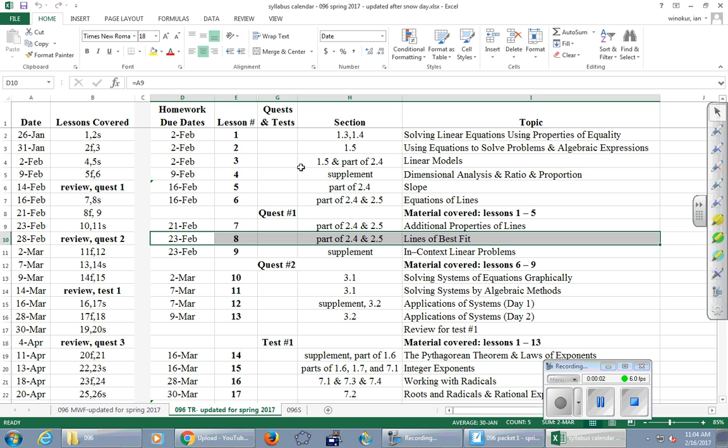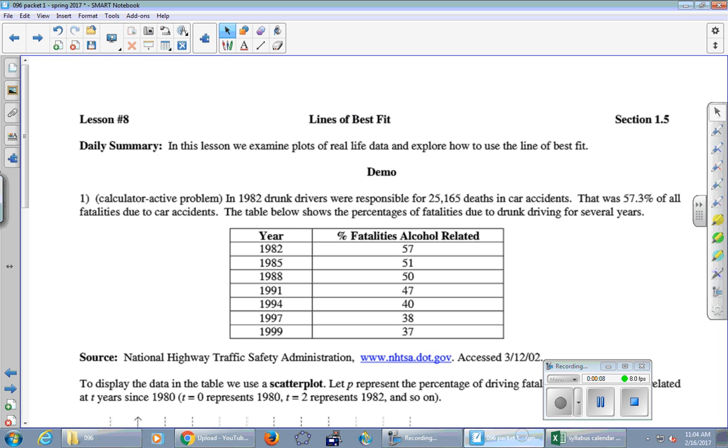Okay, so we are going to cover lesson 8, or at least the beginning of lesson 8. It is about lines of best fit, and we're going to jump in here on the packet. In this lesson, we examine plots of real-life data and explore how to use the line of best fit. Number 1, this is going to be one of the rare calculator active problems we do this semester.